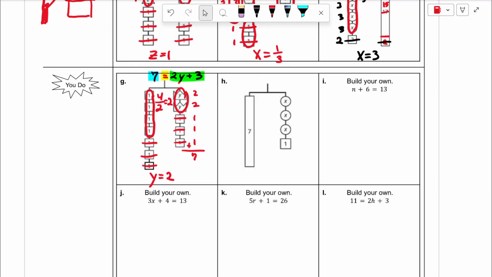Did you paint it up? Did you highlight the equal sign? And did you cross off 3 at a time, because those were equal parts? And see that there is 2 y's left over, and those 2 y's are worth 4. So you take the 4, divide them into 2 pieces to find out what each y is worth, and y is 2. I checked my work, 2, 2, 1, 1, 1, and those equal 7. Okay, pause the video and try H now.